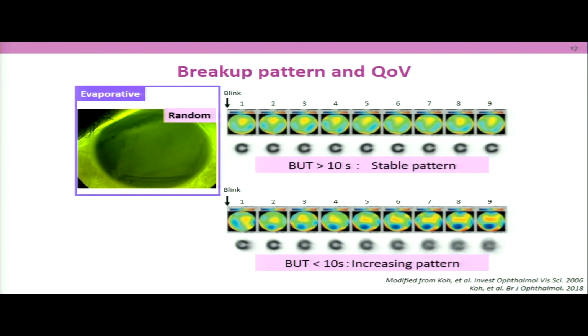For the evaporative dry eye, it depends on the length of the BUT. If the BUT is longer than 10 seconds, you can expect a stable pattern. But if the BUT is less than 10 seconds, we may observe an increasing pattern of higher-order aberrations.